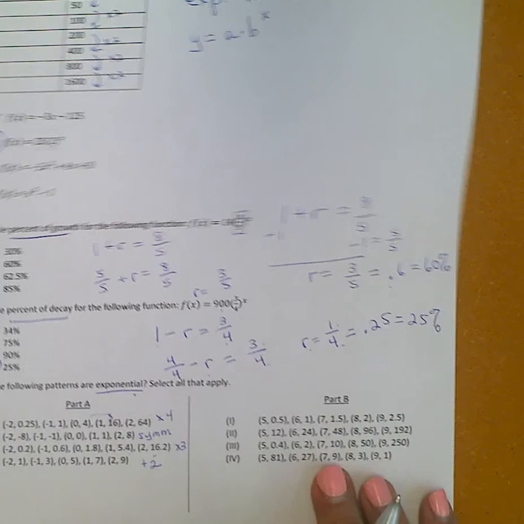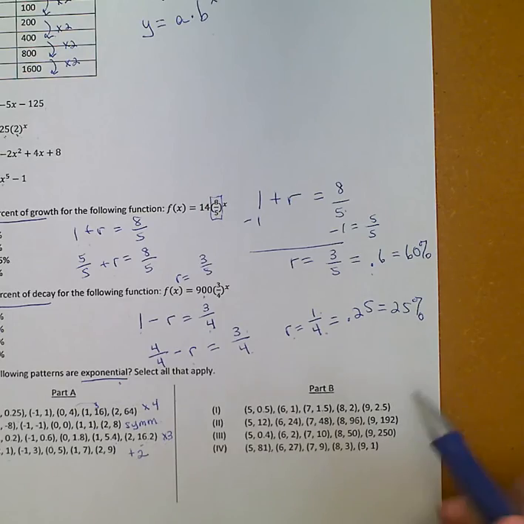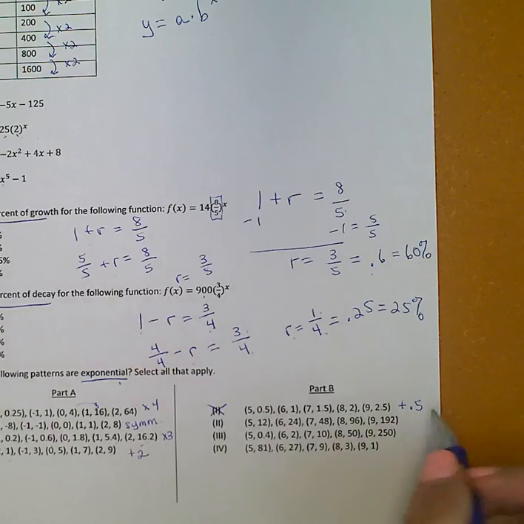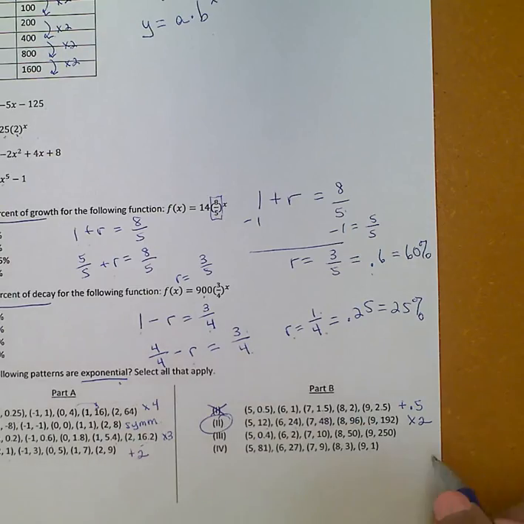Okay, the second one for 13b, let's see. 0.5, 1, 1.5, 2, 2.5. Those are going up by 1/2 or by 0.5, but it looks like I'm adding that. So not exponential. When you're adding, it's linear. 12, 24, 48, 96. Those look like I'm going times 2, times 2, times 2, which would make it exponential. 0.4, 2, 10, 50. I believe that one's times 5. If I keep multiplying times 5, I get to the next one. So yep, that one's exponential.